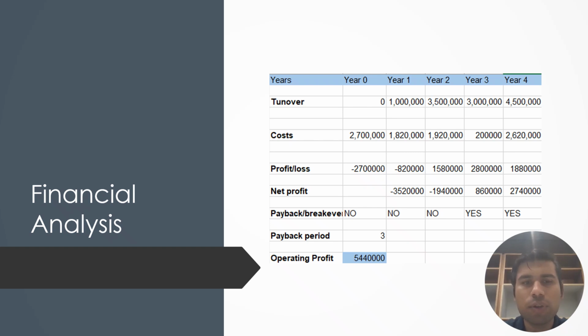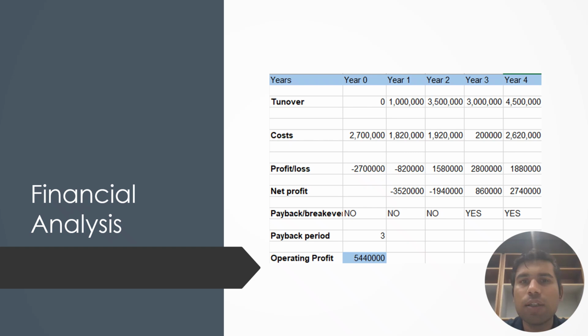Now I am going to discuss the financial analysis. As you can see on the screen, the financial table shows the years and turnover, cost, profit, loss, net profit, payback period, and operating profit. And this financial table tracks turnover, cost, and profit over 5 years to estimate the project viability.